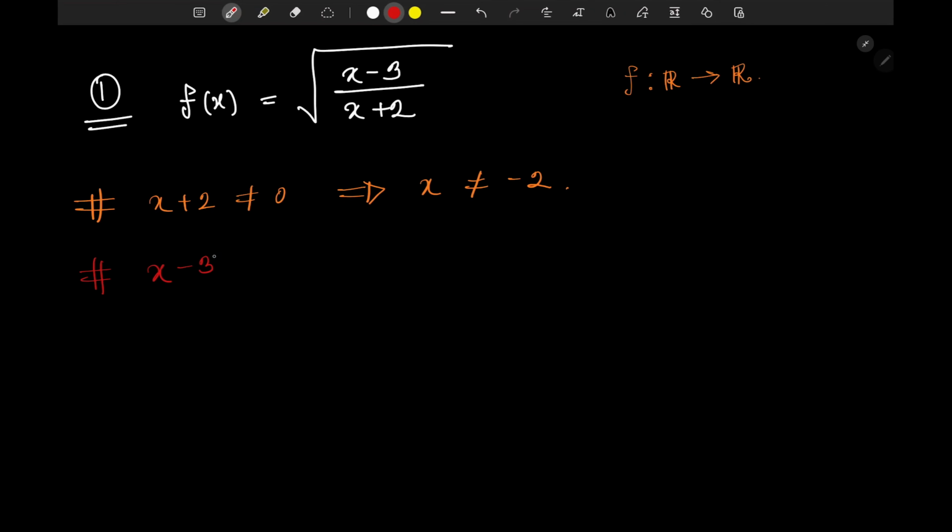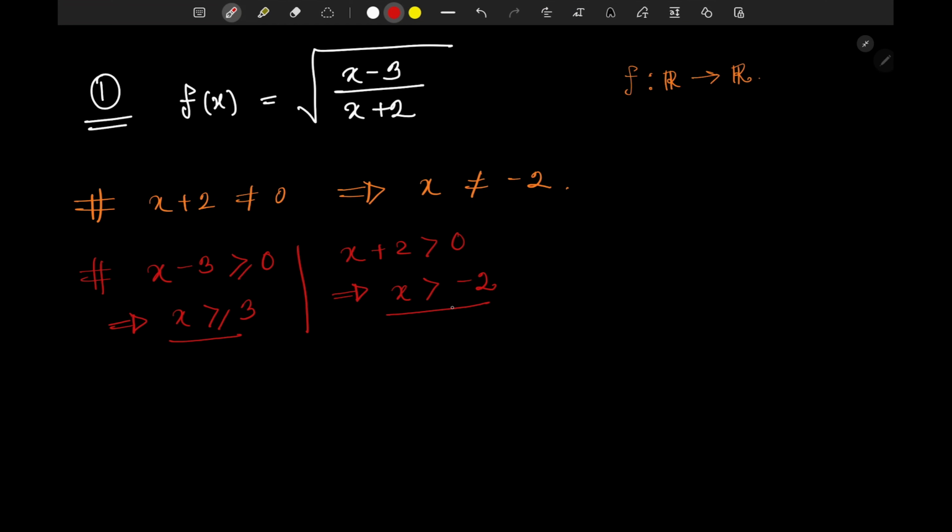If we check x minus 3, it can be greater than or equal to 0, right? Because it's in the numerator, so I can put an equal sign under this greater than sign. So this tells me x is greater than or equal to 3. At the same time, the denominator has to be positive too. So x plus 2 is greater than 0, which tells me x is greater than minus 2, right? So we have two conditions like this: x is greater than minus 2 and x is greater than or equal to 3.